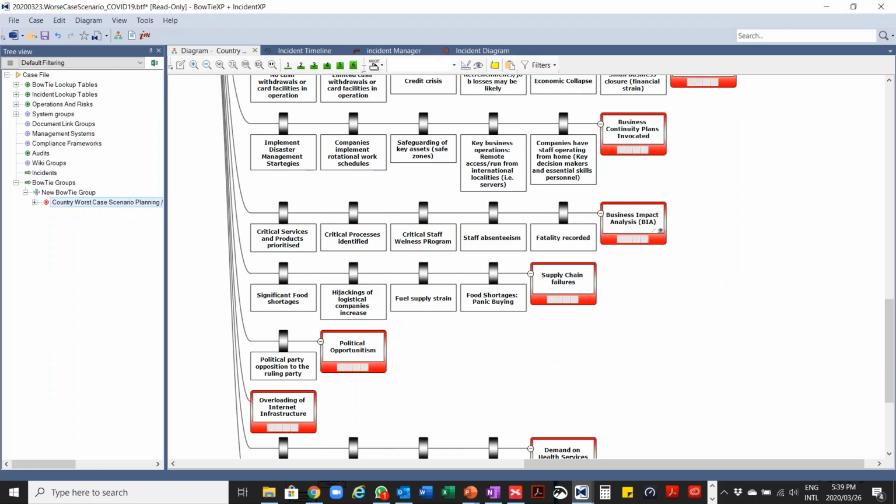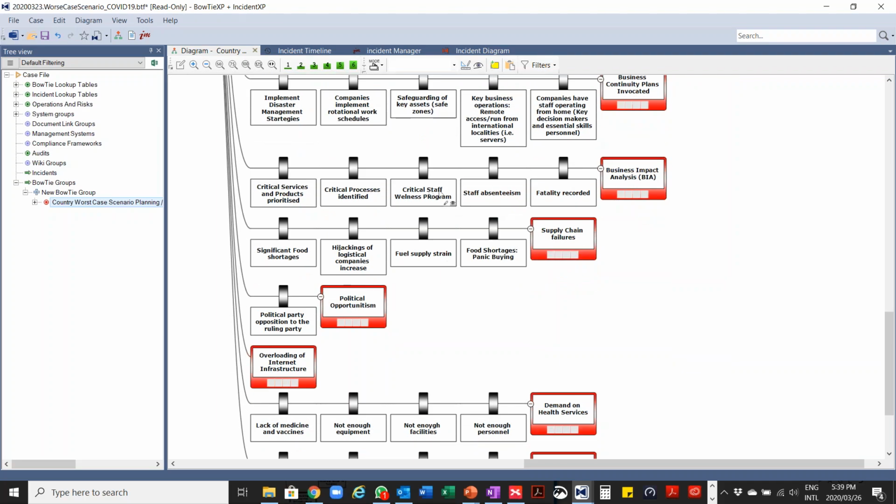Then your business impact analysis. What have you done about your business impact analysis? Did you actually look at your critical services and products, your critical processes, your critical staff, and the wellness programs of your staff and of the critical staff, and make sure that your business impact analysis is actually going to be addressing the 3 months or 21 days, maybe 42, maybe 60 days delay in work, and how and when will you catch it up?